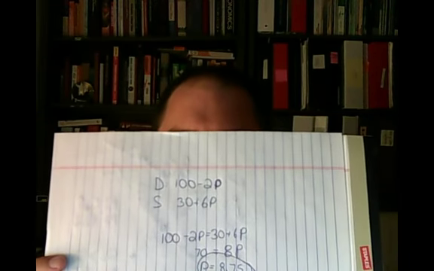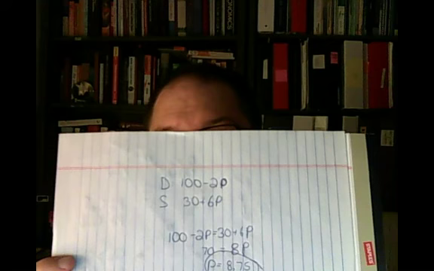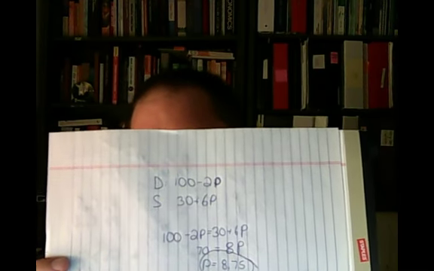So first, what I found is the equilibrium price by setting the demand curve equal to the supply curve. Now what I do is I substitute that price I found into either the demand curve or the supply curve. Now I would suggest you substitute it into both functions. You should get the exact same number.